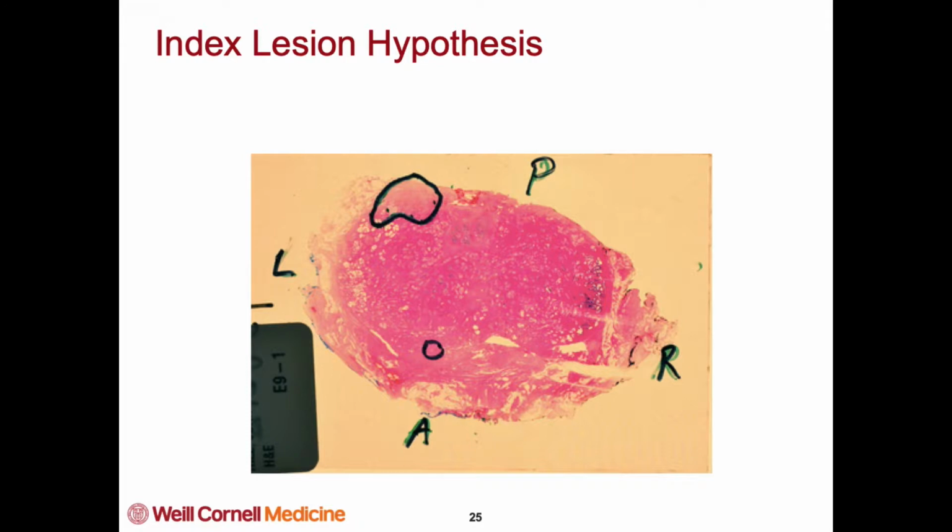So the index lesion hypothesis, this is really just going over the idea of focal therapy, and that is that the index lesion, or the higher risk or higher grade prostate cancer, is the one that will dictate pathology. And if we have time, I can go over it at the end of the talk. I put those at the end of the slides, but I'm not sure we'll have time to go over it.